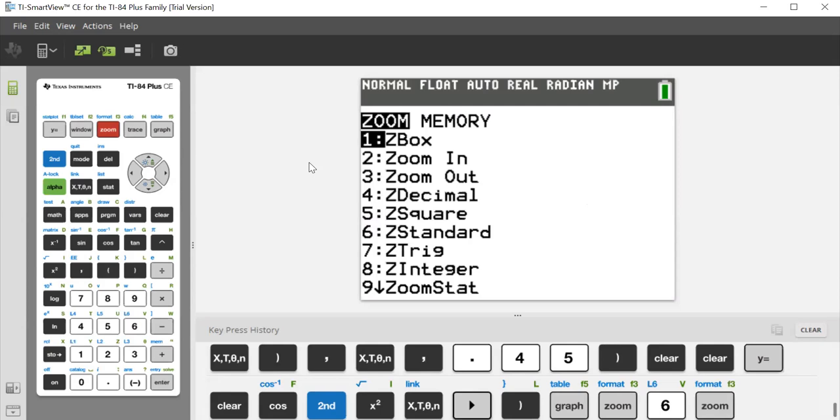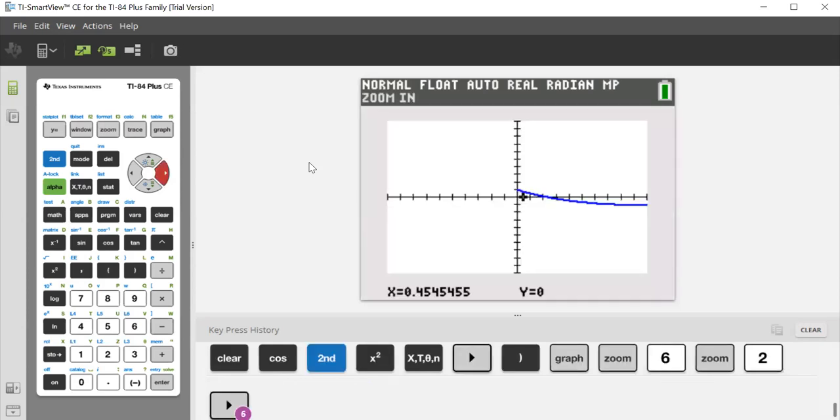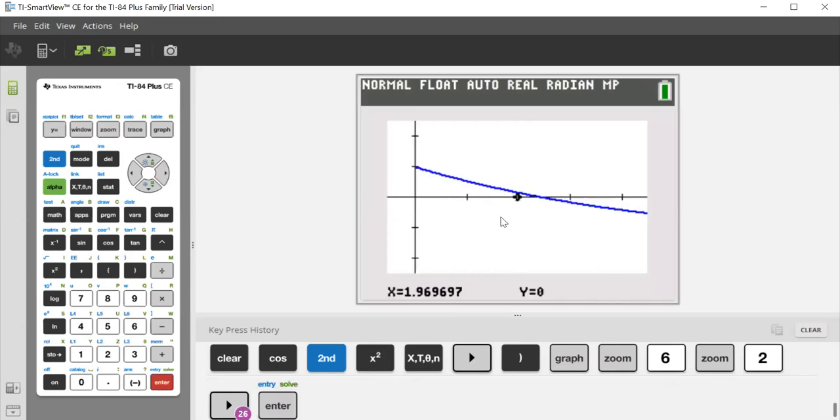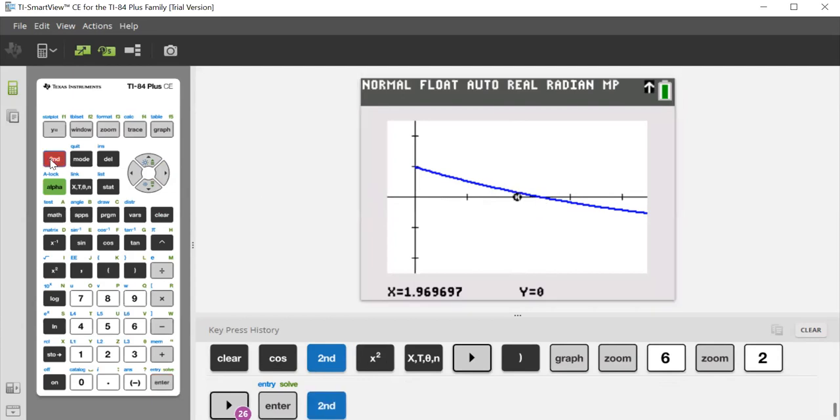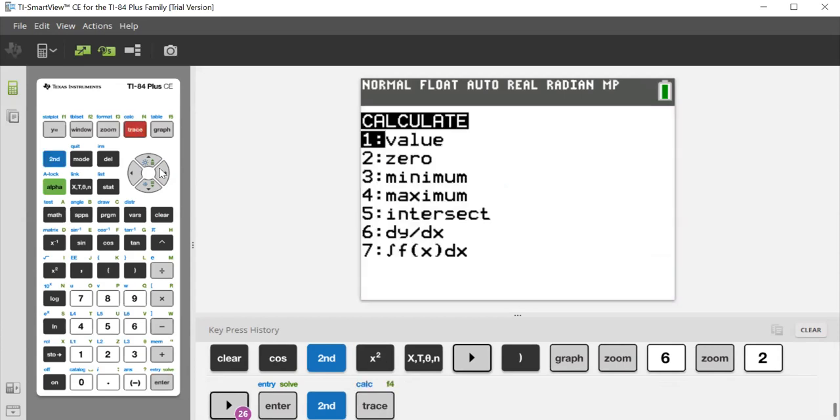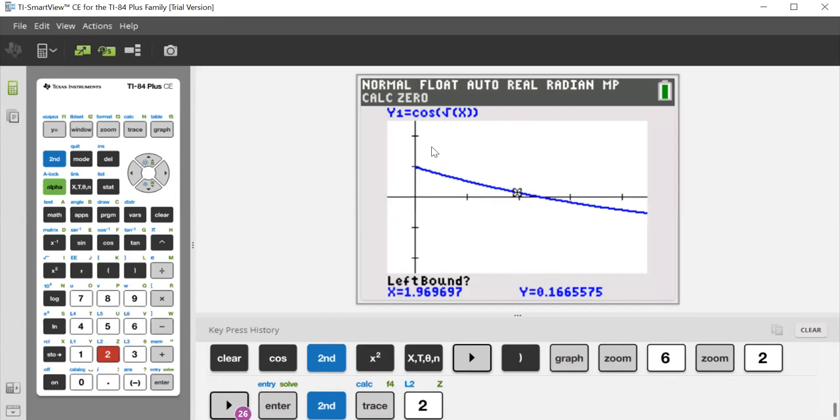So let's zoom in around that. I'm going to zoom in around x equals 2. Doesn't have to be perfect, but around there. And we'll then calculate what this exact x-intercept is. And so we'll do that by hitting second trace, which is the calculate window, and we'll choose 0. We're looking for when it equals 0, so we'll choose 0.